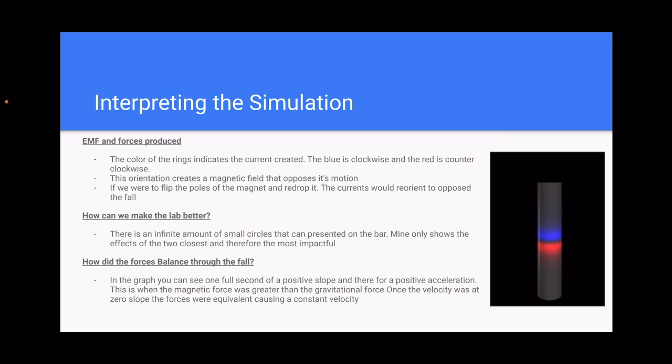How did the forces balance through the fall? As you can see, I said this in the graph. It's based on the acceleration. If the acceleration was essentially negative 9.81, there was no magnetic force. If they were equal, the 2 forces were also equal. If it was a positive slope, the magnetic force was greater than the gravitational force, and when it then resumed, there was no longer magnetic force.